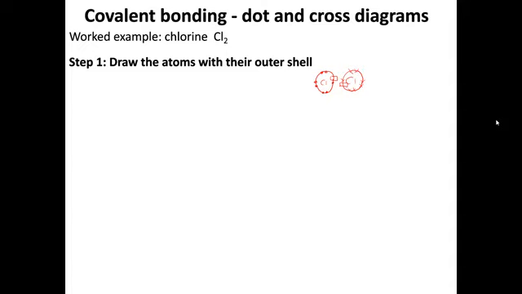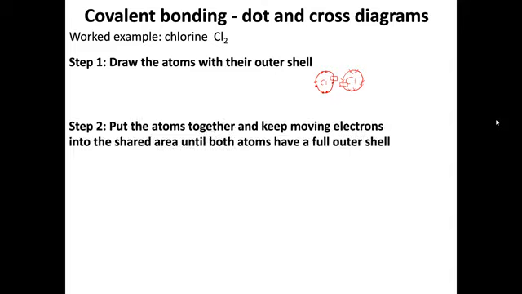So what we can do is we can join those two together. So both chlorine atoms need to gain 1 electron, and they can do this by sharing electrons. So we put the atoms together and we keep moving electrons into the shared area until both atoms have got a full outer shell. Now I can't remember where my gap is on here, so this might go horribly wrong.